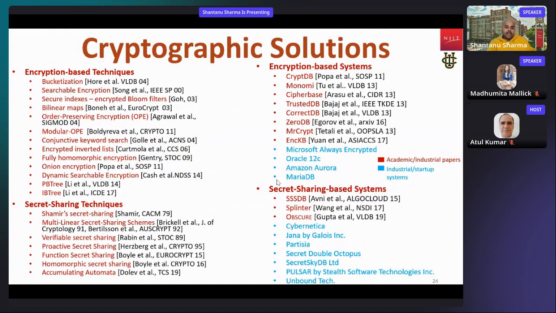So encryption based techniques, as I told you, there are two categories: encryption based techniques and secret sharing based techniques. You can see here there are many techniques and I listed only some of them. Based on both, multiple systems have been developed by both academia and industry. Several systems are in use, such as Microsoft Always Encrypted. We can immediately download it and use it for our purpose. So I will go over only three techniques: bucketization, searchable encryption, and a high-level idea of secret sharing-based techniques.